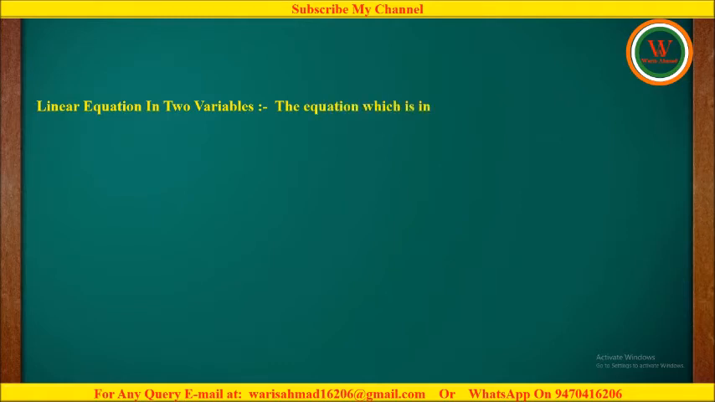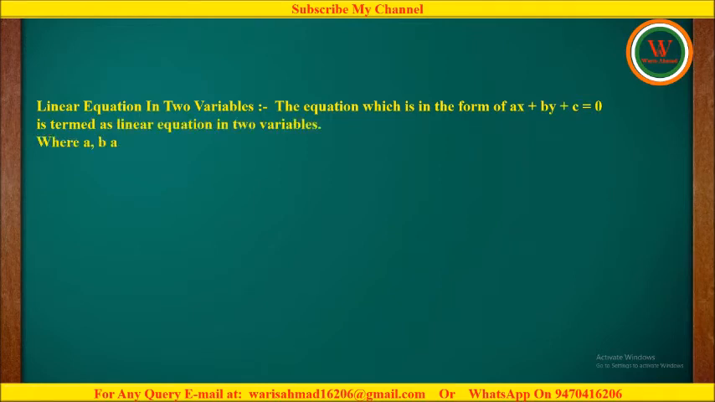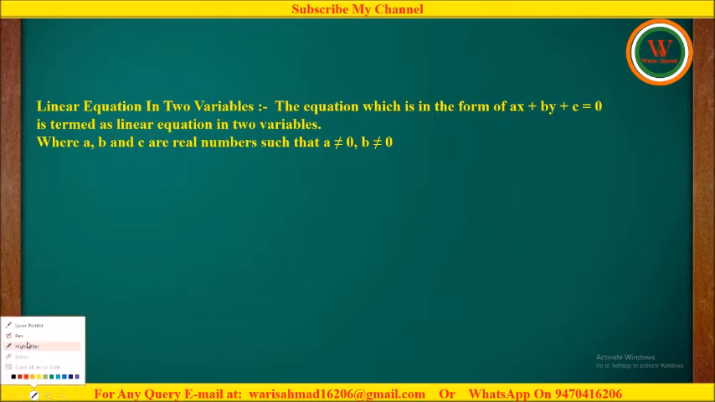The equation which is in the form of ax plus by plus c is equal to 0 is termed as linear equation in two variables, where a, b and c are real numbers such that the value of a is not equal to 0 as well as the value of b is also not equal to 0.